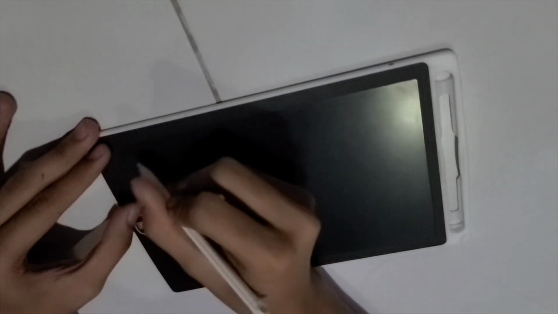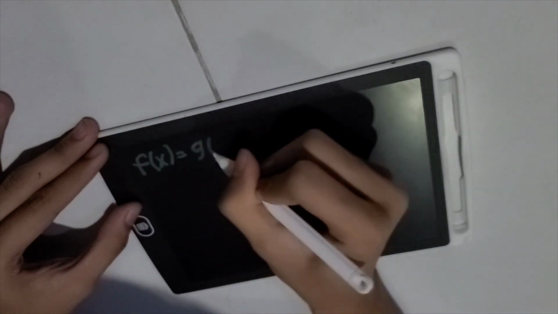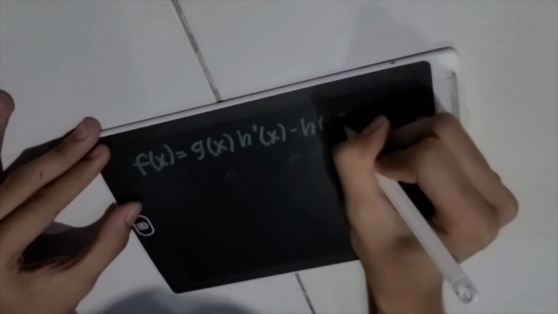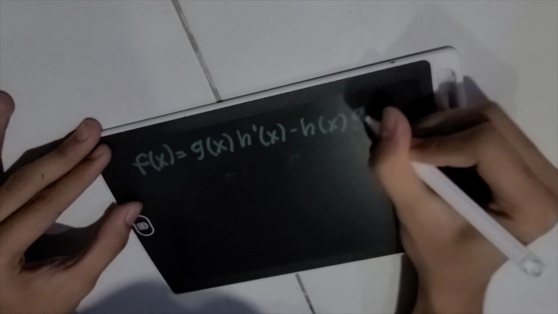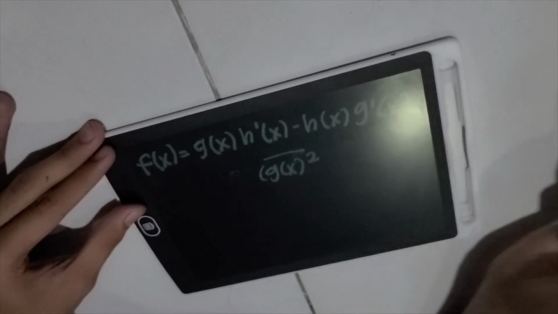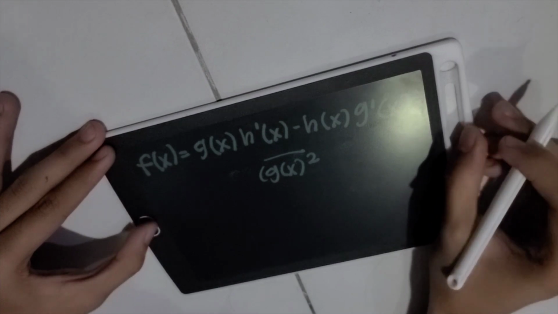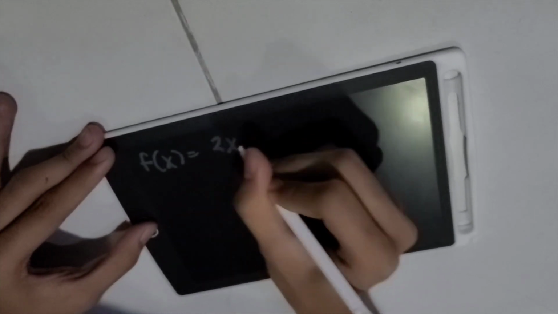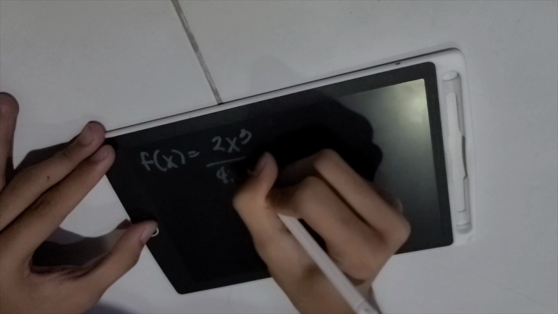So our next is the quotient rule, wherein we have a formula of f prime of x is equal to g of x multiplied by h prime of x minus h of x multiplied by g prime of x over g of x squared. So ayan ang formula natin. Please take note of it. So, ang susunod natin gagawin, or I have an example here. I have f of x is equal to 2x cubed over 4x plus 2.